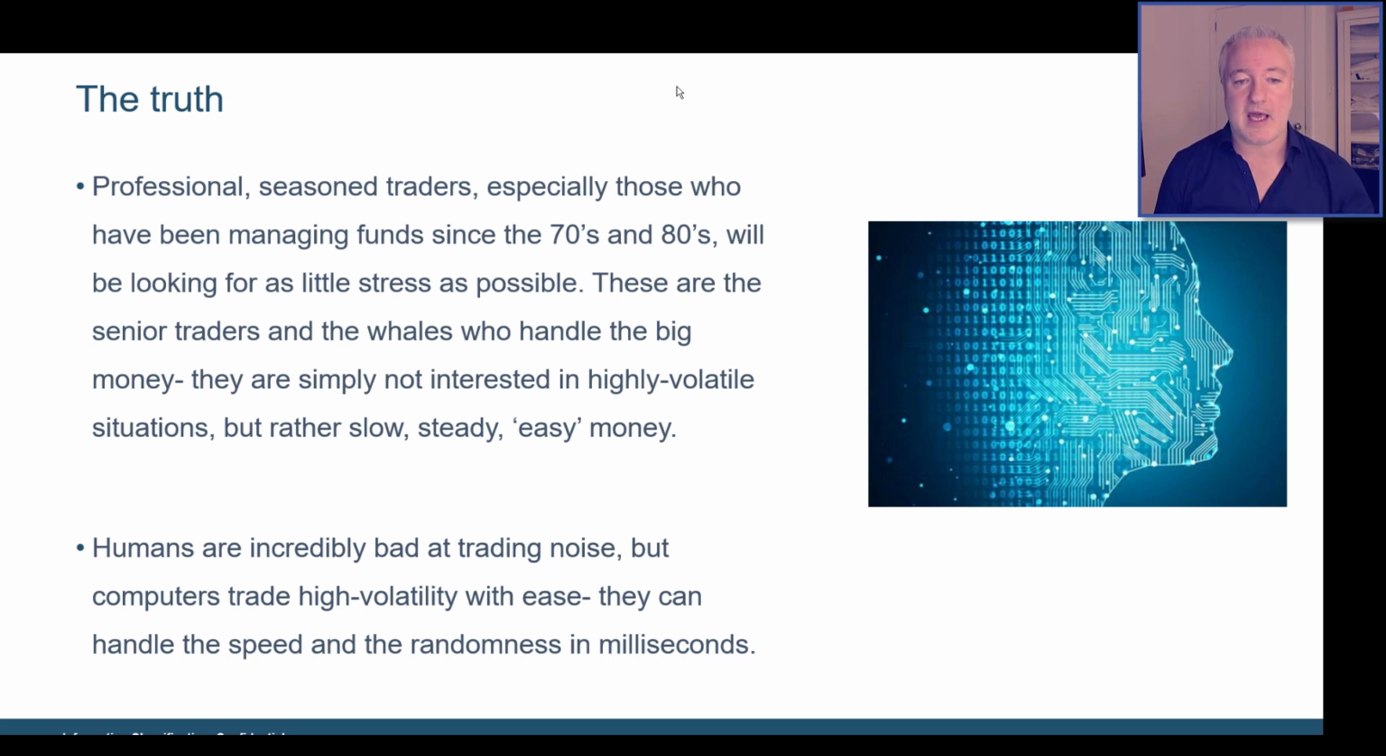Humans are incredibly bad at trading noise. This is also something you have to know. We are terrible at trading sideways markets because we just are. Computers can trade noise very well because they're just trading probabilities, and they can do calculations per millisecond. It's insane. However, humans are much better at trading trends. We can spot a trend and read price action with our eyes way better than computers can at this point in time. With the advent of AI that could change, but for now, humans are much better at reading trends.